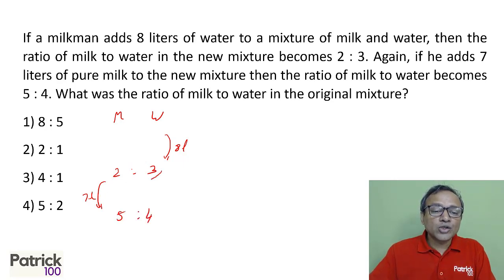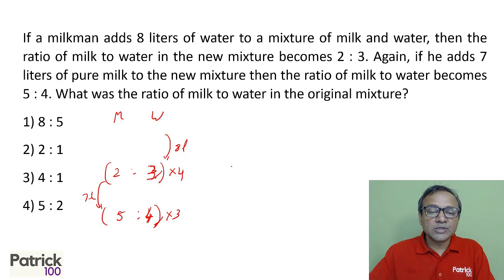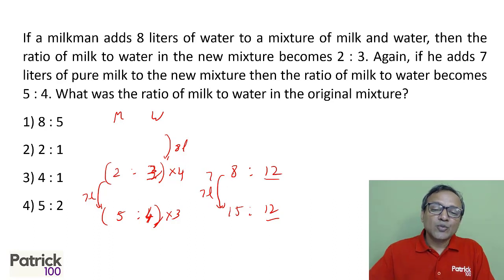So in the second case, the water should remain the same. Your water is 3, your water is 4, but the water should remain the same. To make it same, multiply the first ratio by 4, second ratio by 3, so that water becomes same. So this becomes 8:12 and this becomes 15:12. Now water is same. The difference in milk, 8 and 15, is 7, which stands for 7 liters. We can say it is 8 liters and 12 liters satisfies. After adding 7 liters, it becomes 15 liters and 12 liters satisfies.